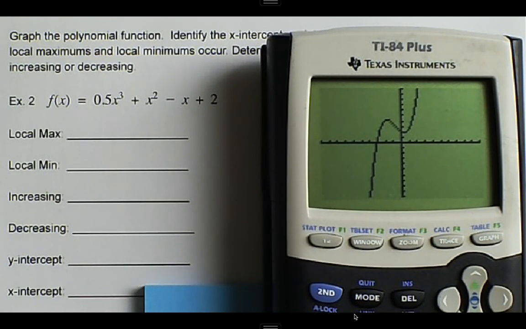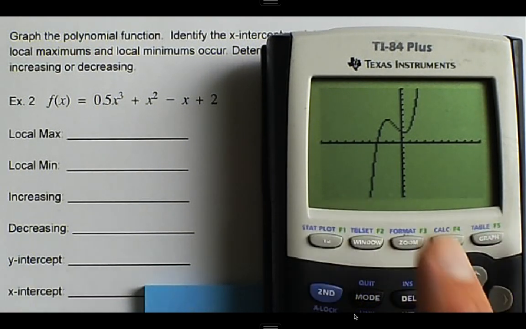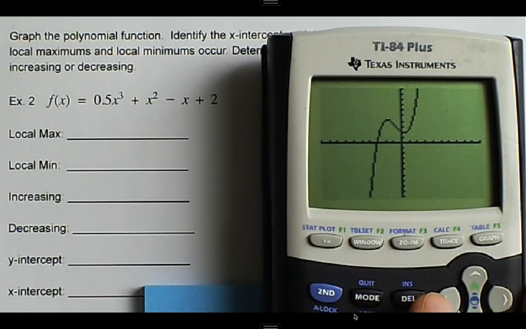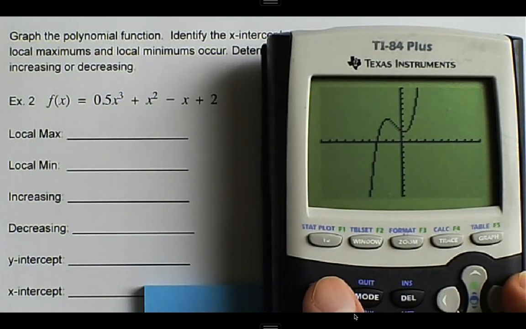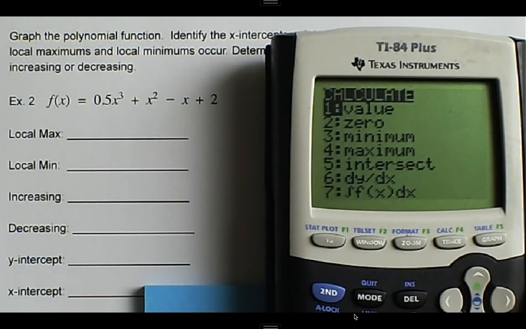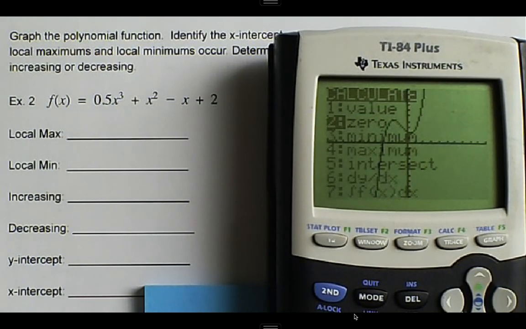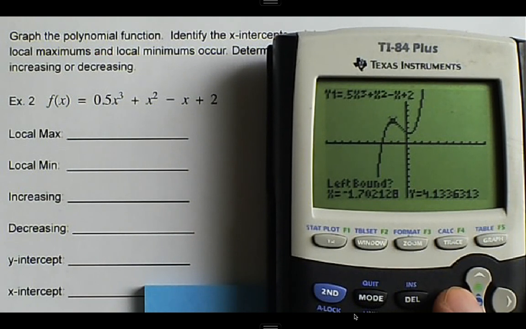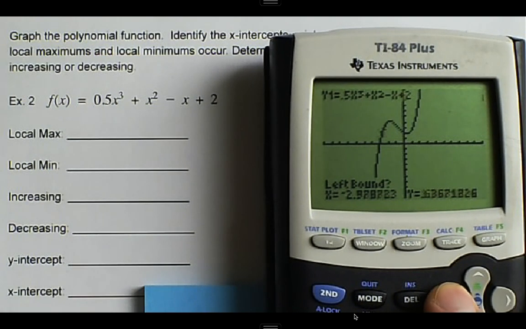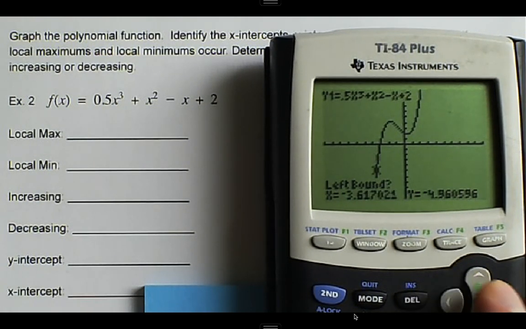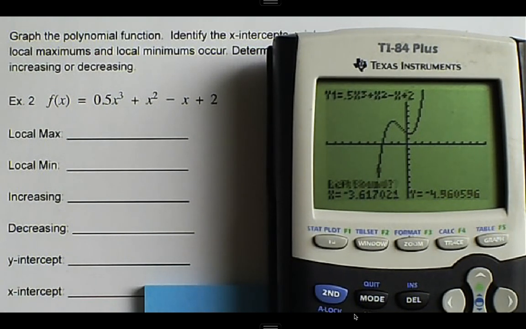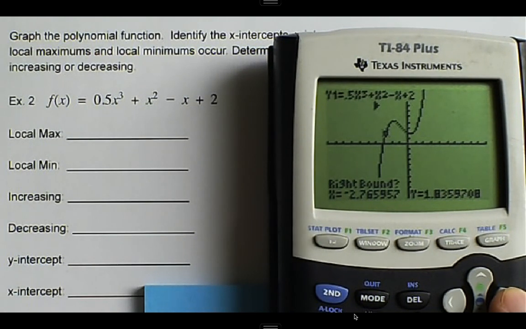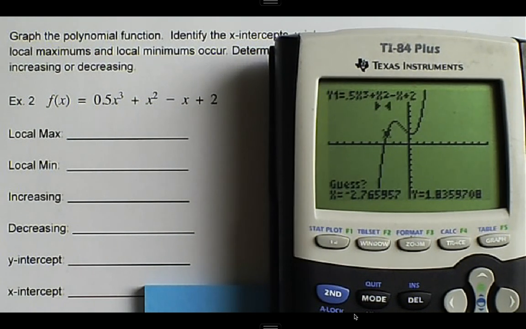And for the x-intercepts, we notice that there is actually only one. And we see it right there. So we can use our calc function. So we can say second calc, and we want to find the 0. So we can hit 0 there. And it says the left bound. So we're going to go to the left. X value needs to be to the left of that. And there we are to the left. Then we need to find the right bound. So we've passed it. Now we're on the right. And then it says guess. So guess where you think it is. I think it's right there.